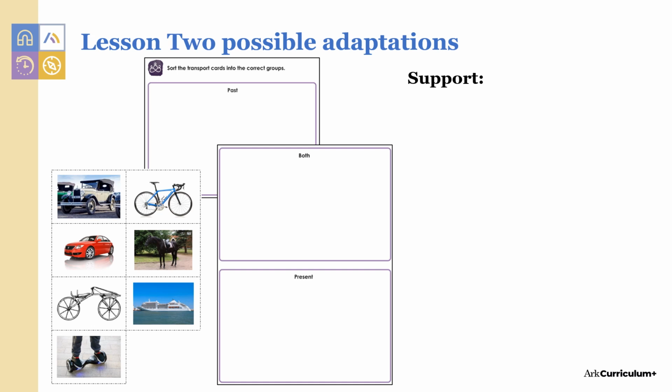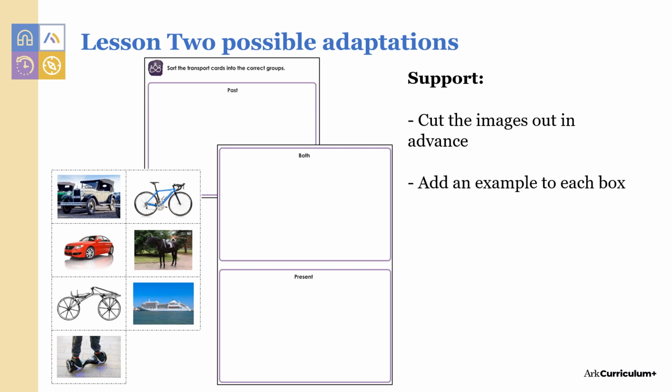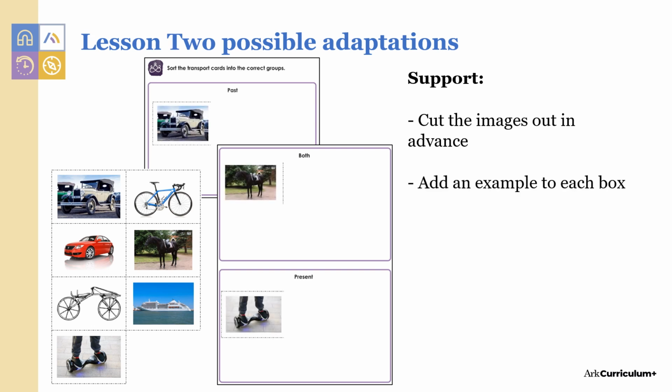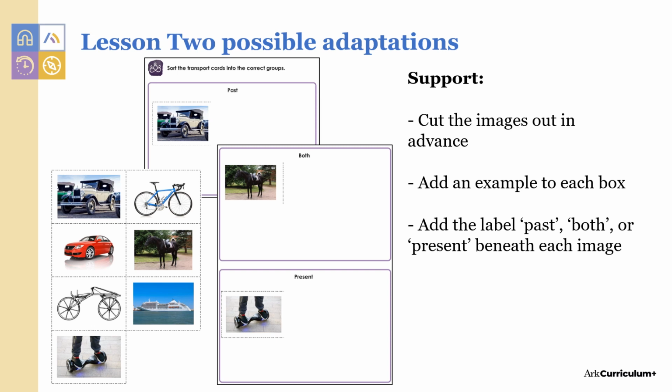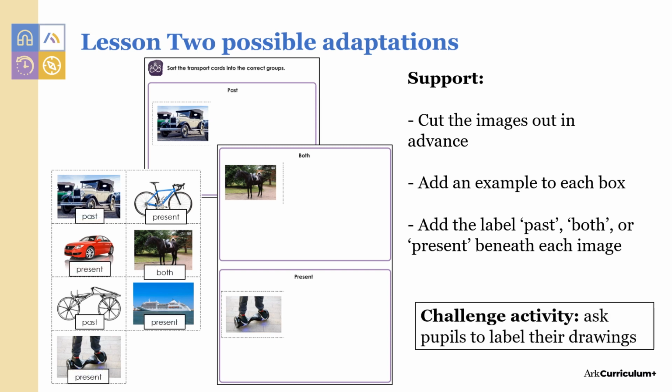In lesson 2, pupils need to use the additional resource to sort the transport cards into the correct groups: past, both, or present. Support pupils by cutting the images out in advance, by adding an example to each box, by adding the label past, both, or present beneath each image, and challenge pupils by asking them to label their drawings.